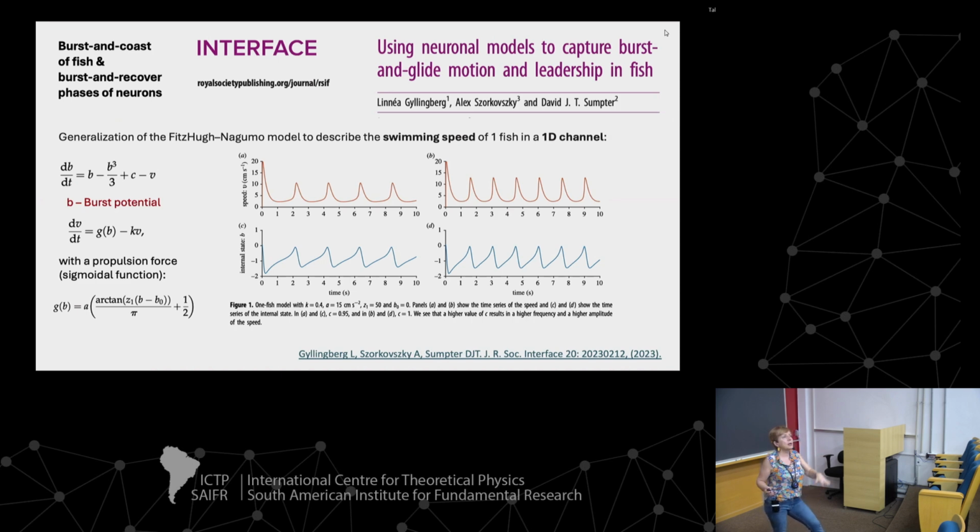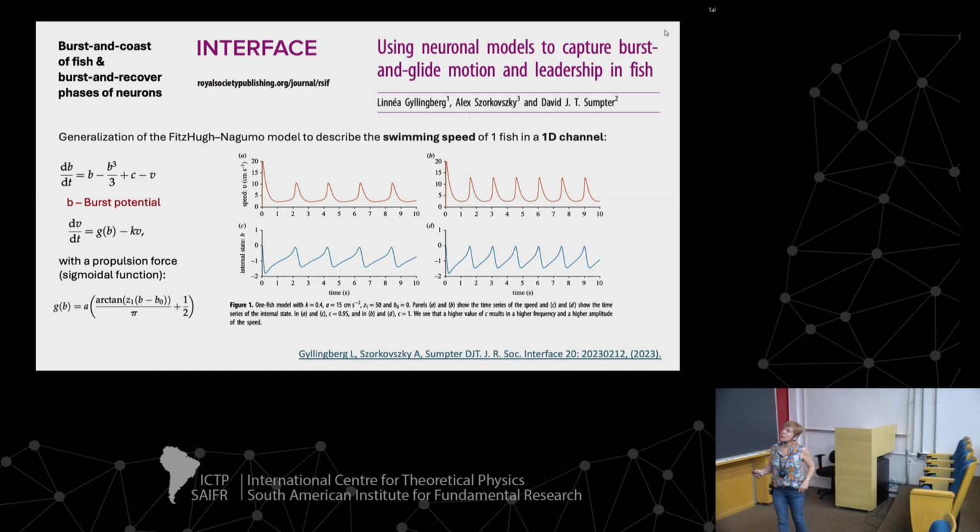I'm going to explain it in a moment. And then for the other variable, the recovery, which is coupled to this action potential, to this membrane potential, they propose that now it is the velocity, or the speed of the fish. So what does this other equation say?